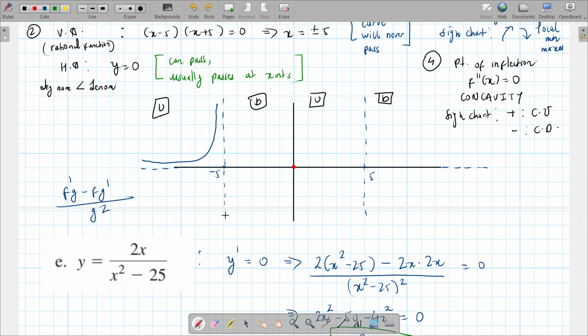So we know we're coming here from here, and then we have to pass through 0, and that is our point of inflection. At a point of inflection, your concavity changes. So as you can see here, down, up, boom, like that.